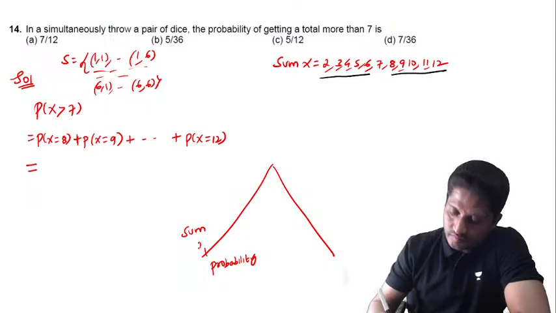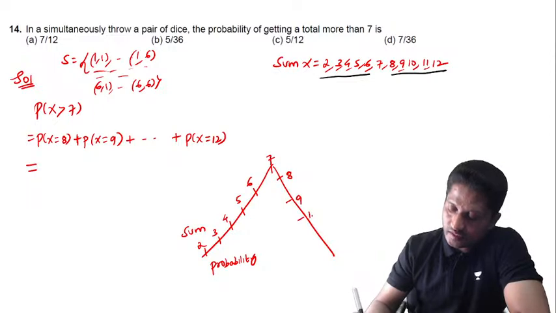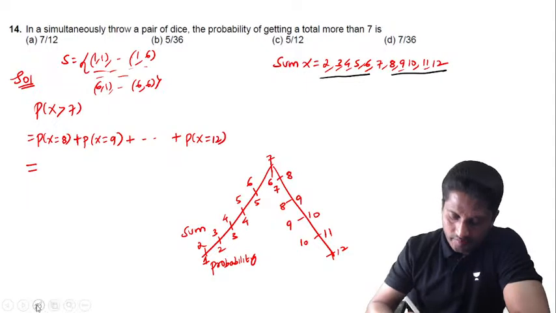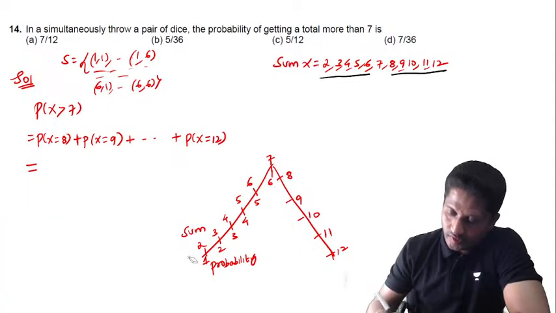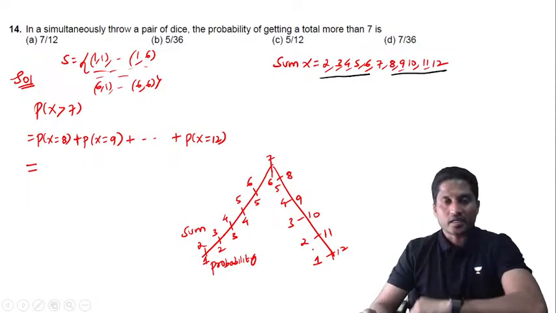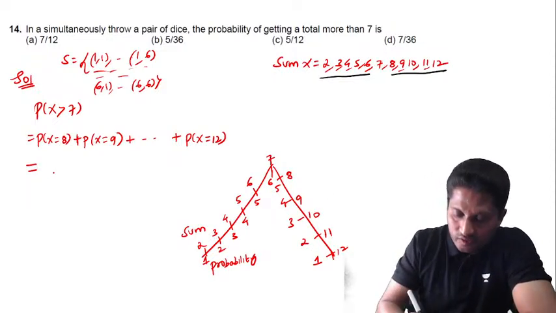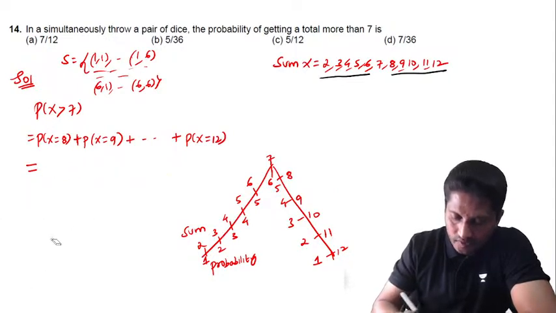Okay, now this is 2, this is 3, this is 4, this is 5, this is 6, this is 7, this is 8, this is 9, 10, 11 and 12. Probability will be 1, 2, 3, 4, 5, 6, and then it comes in the reverse order: 5, 4, 3, 2 and 1. Write the sum, write the probability, write in the reverse order. The total is 36, right?